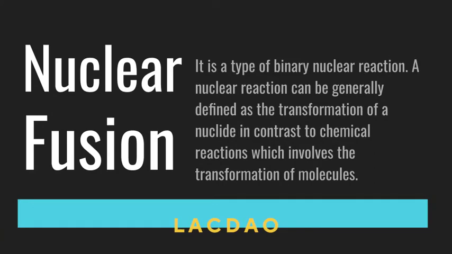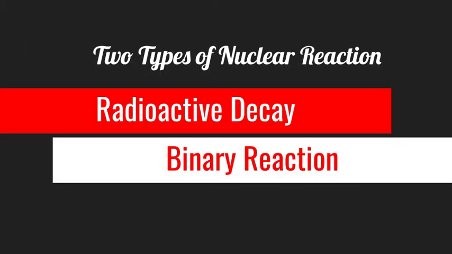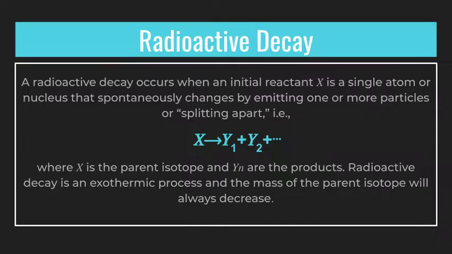Nuclear fusion is a type of binary nuclear reaction. There are two types of nuclear reactions, but a nuclear reaction can be generally defined as the transformation of nuclides, in contrast to a chemical reaction, which involves the transformation of molecules. There are two main categories of nuclear reactions, namely radioactive decay and binary reactions.